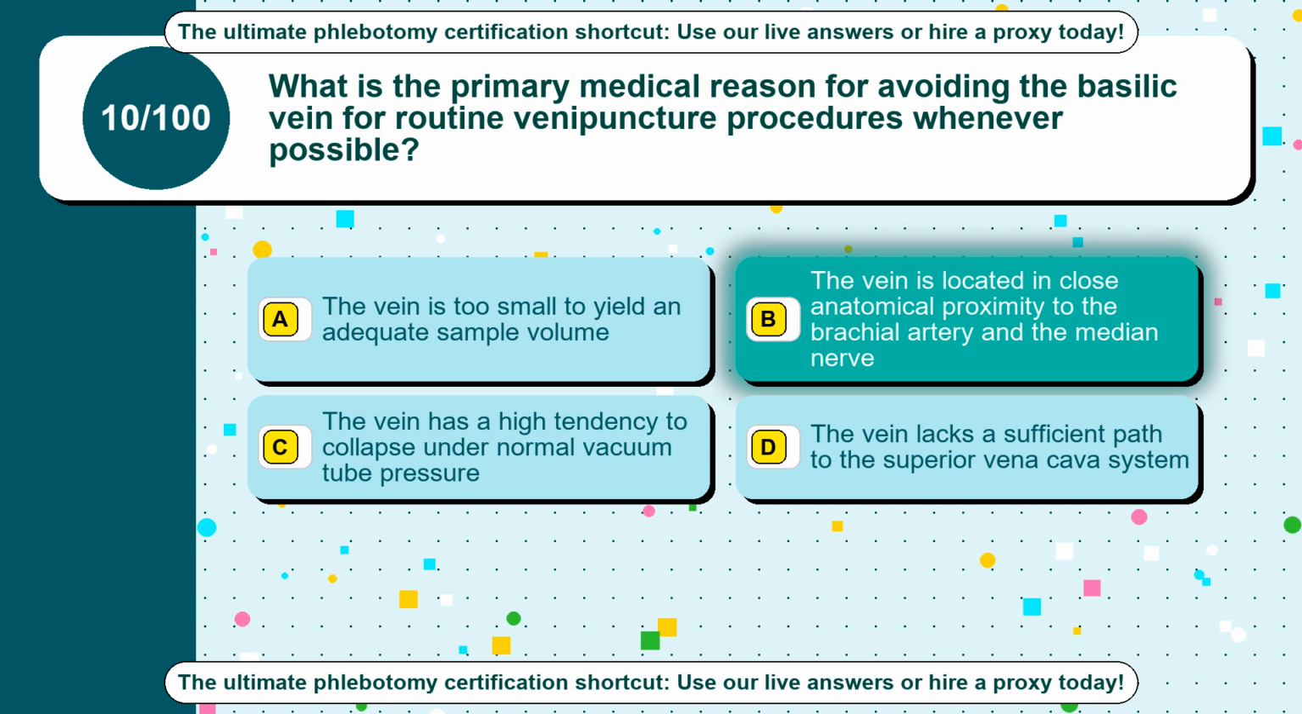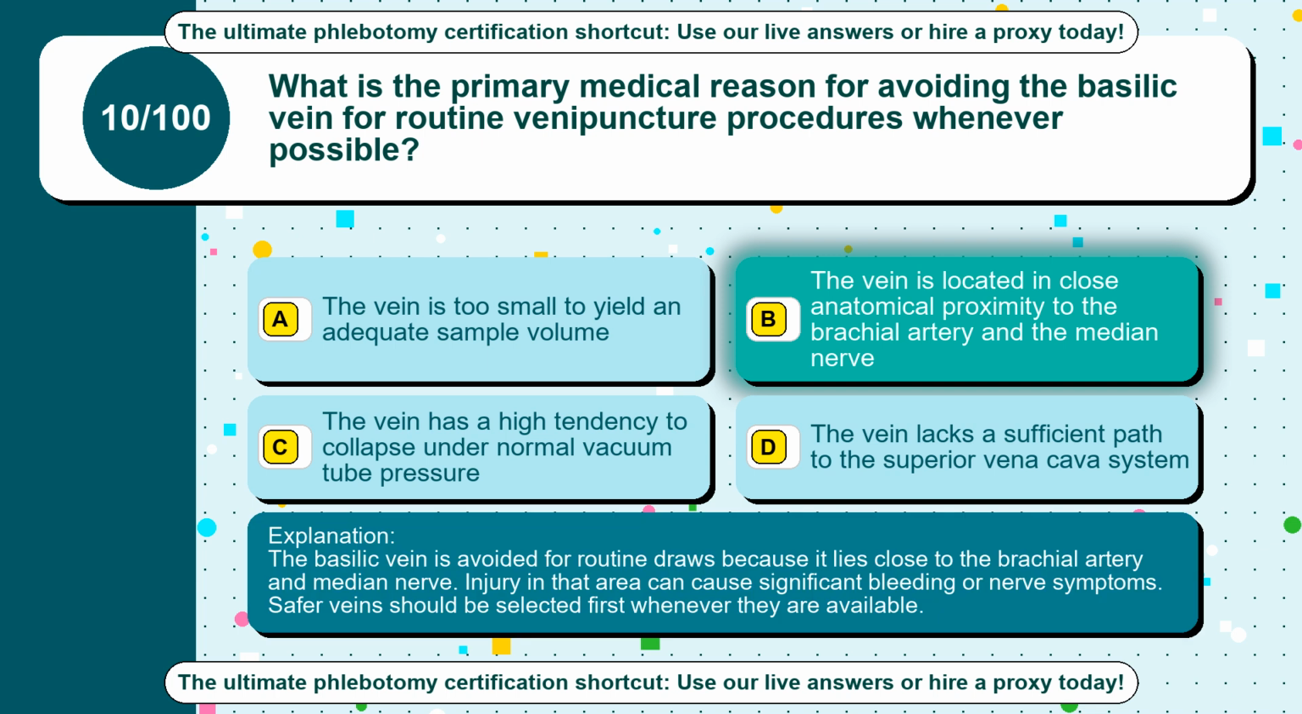The vein is located in close anatomical proximity to the brachial artery and the median nerve. The basilic vein is avoided for routine draws because it lies close to the brachial artery and median nerve. Injury in that area can cause significant bleeding or nerve symptoms. Safer veins should be selected first whenever they are available.